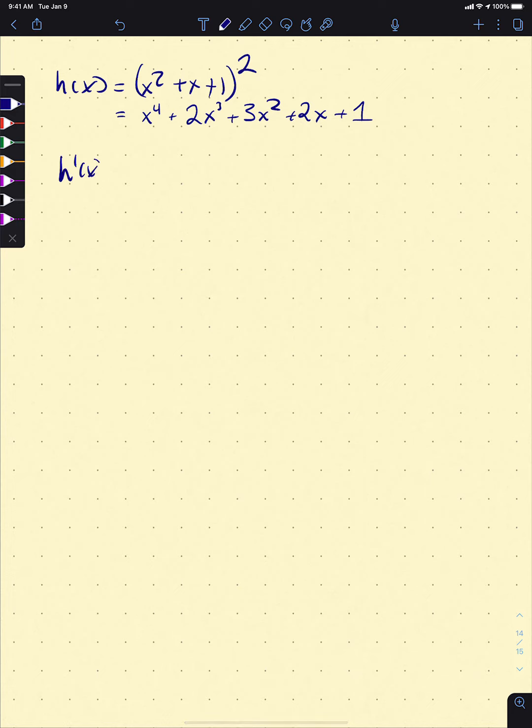Then if we're trying to take h prime of x, the derivative of x to the fourth is 4x cubed. The derivative of 2x cubed is 6x squared. The derivative of 3x squared, 6x's. The derivative of 2x is 2, and the derivative of 1 is 0. And that's pretty simple, right?